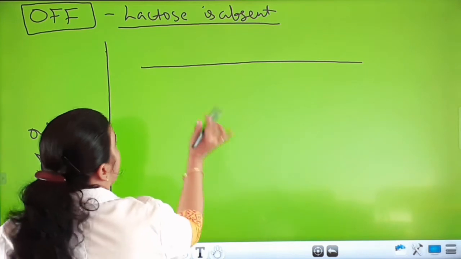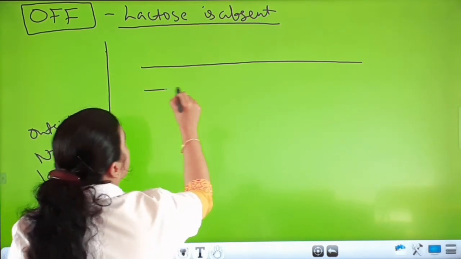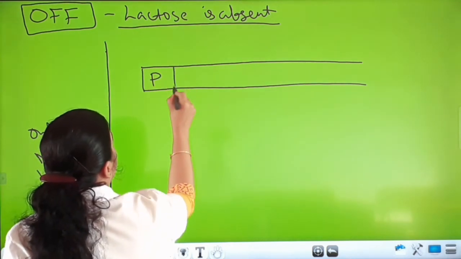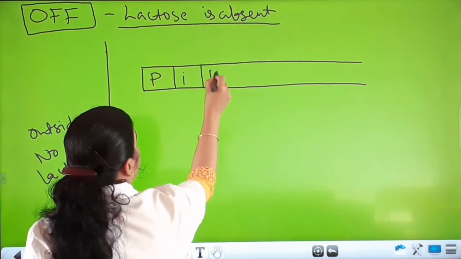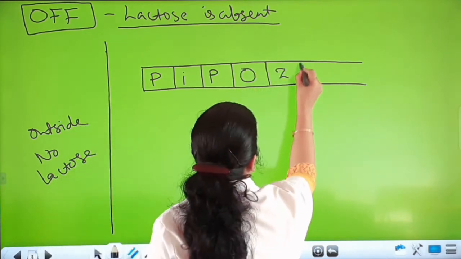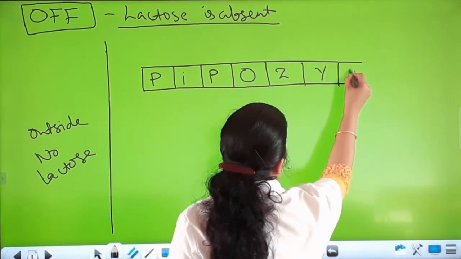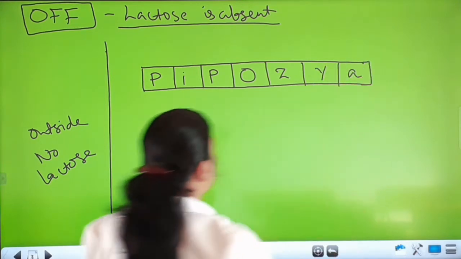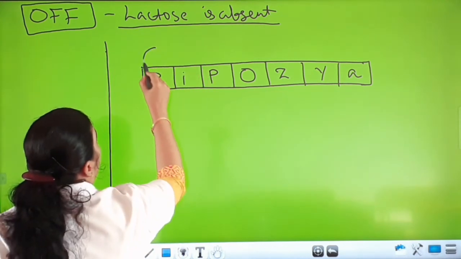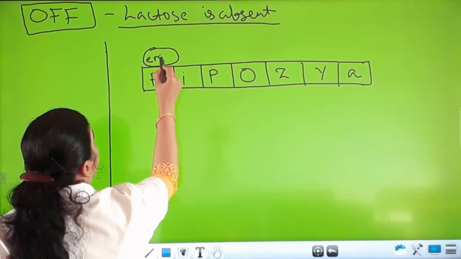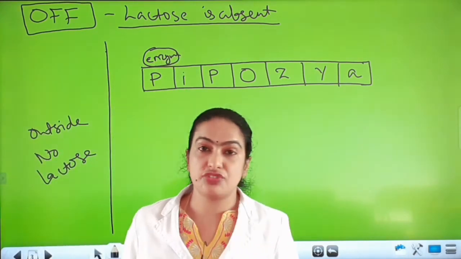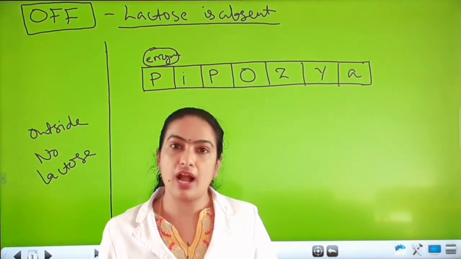And inside the cell, we can see the components. Which are the components? P site, I site, again P site, then O site or O gene, then Z gene, Y gene and A gene. Here, this is the RNA polymerase enzyme binding site. This is a regulator gene or inhibitory gene, or I gene.